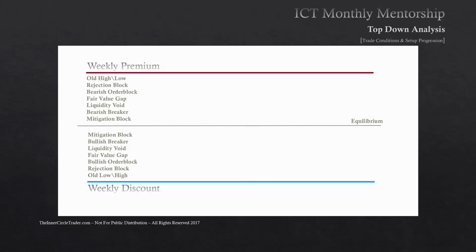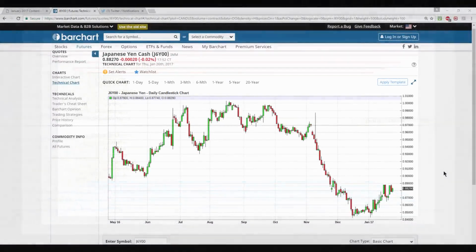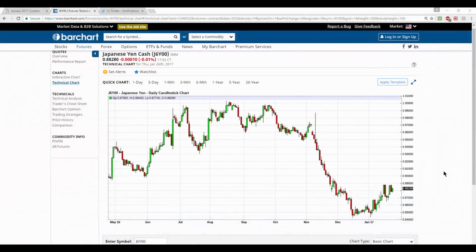Weekly ranges, just as a complete approach or overview, all of the same PD arrays for premium and discount are the same, and the same is said for the daily chart. So we're going to go over to the charts now and look at the Japanese yen cash price. Okay, we're looking at the daily of a cash price for Japanese yen. This is seen at barchart.com.